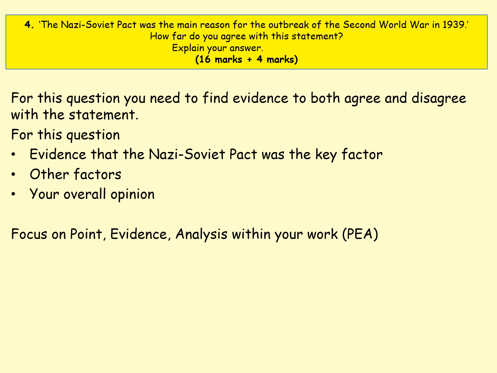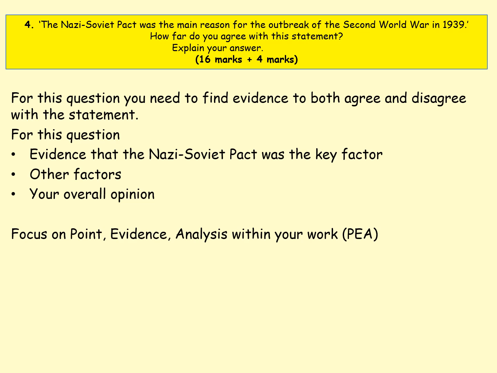We're going to run through it, but basically for this question, you need 3 paragraphs. Your first paragraph, shown by this bullet point, is evidence the Nazi-Soviet Pact was the key factor. So what is the evidence? What's the argument you can make? The Nazi-Soviet Pact was signed in August 1939. What's the evidence that it was the key factor?